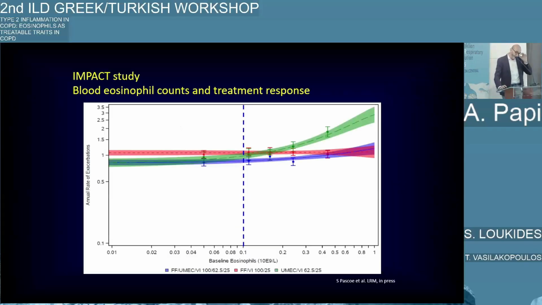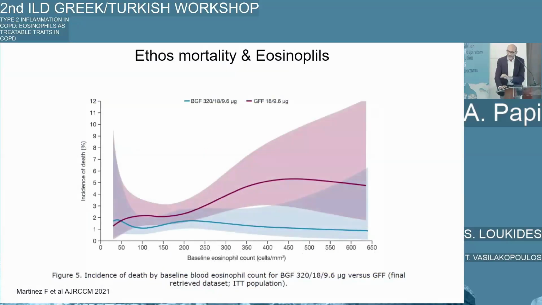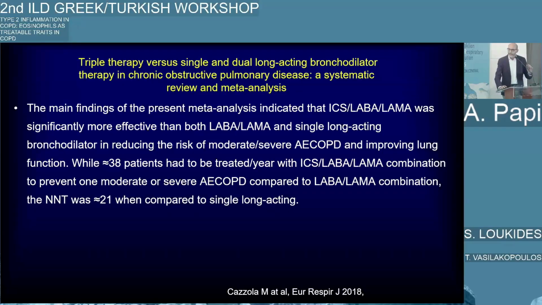Not to mention prediction of response to treatment with inhaled corticosteroid, for example. This is clear. This is the IMPACT study: in the absence of inhaled corticosteroids, in green, the higher the eosinophil count on the x-axis, the higher the risk of exacerbation. This is exacerbation. The same is true again for mortality, which is not a secondary outcome. In the absence of inhaled corticosteroid treatment, the higher the blood eosinophil count on the x-axis, the greater the risk of mortality on the y-axis, and the same is true for cardiovascular events, for MACE events, again related to mortality.